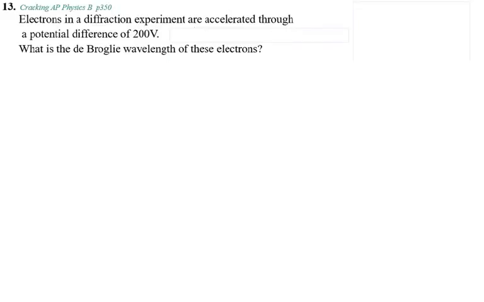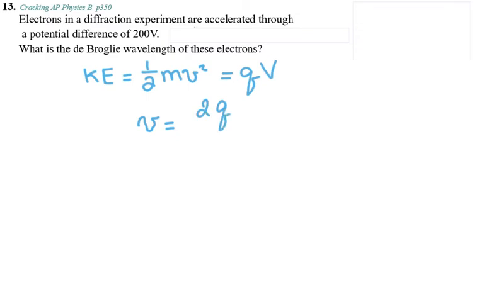For the next question, they say electrons in a diffraction experiment are accelerated through a potential difference of 200 volts. And what is the de Broglie wavelength of these electrons? So we know that the maximum kinetic energy of the electrons would be equal to 1/2 mv squared. And that energy is also equal to the charge times the potential difference between the electrodes. So we can calculate our velocity. The velocity is going to be 2 times the charge of the accelerated electrons times the voltage divided by the mass, and all of that square rooted.